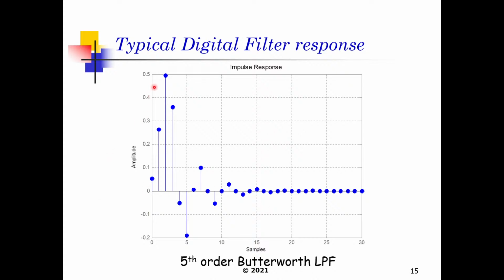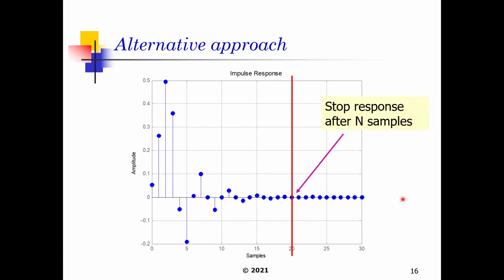Your typical digital filter response with infinite impulse response designs based on the analog filter prototypes will look like this, where we have some initial response and then it just approaches zero as we keep on going. The alternative approach is that, knowing that the filter is going to approach zero and just remains zero after a certain amount of time, we just stop the response at n samples, so we just truncate it, because all these additional samples here are just going to be wasted space entirely.